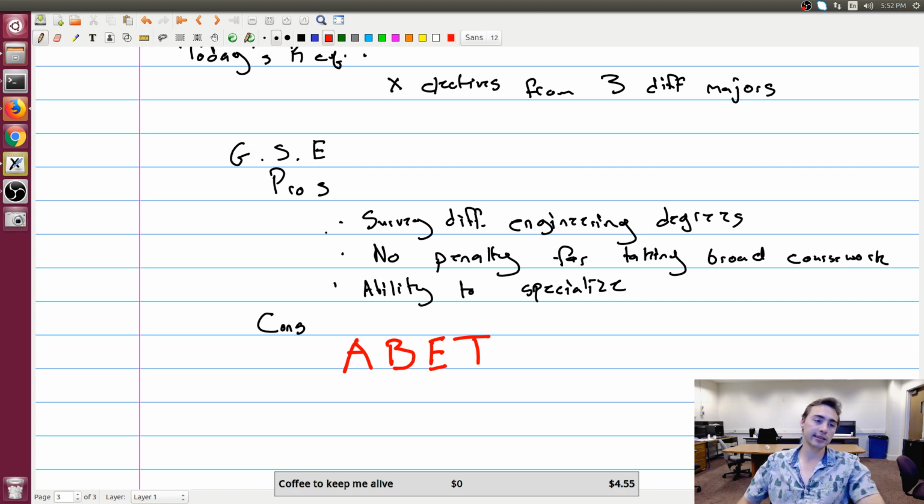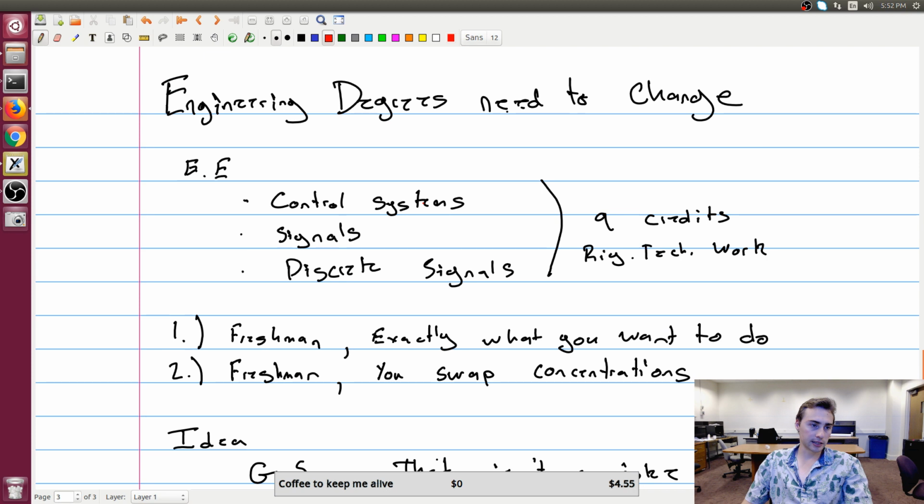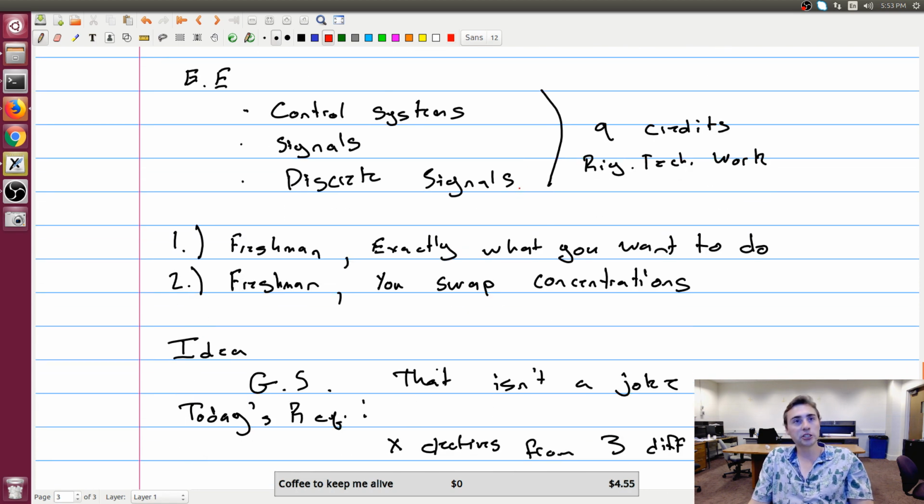So the idea is, in an engineering degree, oftentimes you can take a lot of classes that have no relevance and that you don't care about. There's generally two situations for someone going into a degree. They come in as a freshman and know exactly what they want to do, and they get that degree. In that case, these classes might be absolutely pointless. They don't care about them because they want to be a computer architect. So this is 9 credits minimum of rigorous technical work that they will never use again.